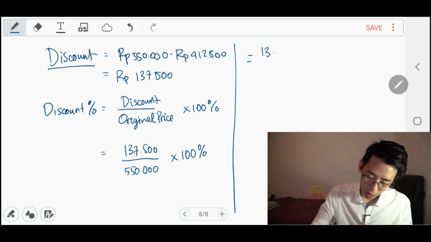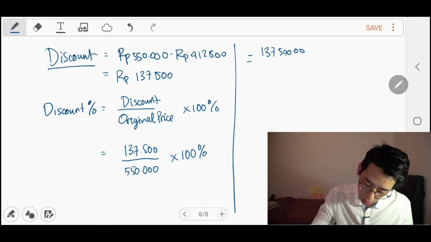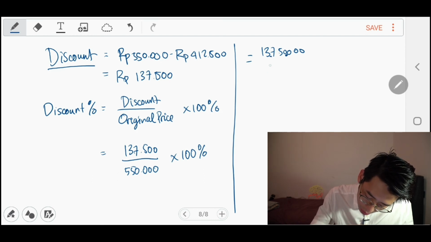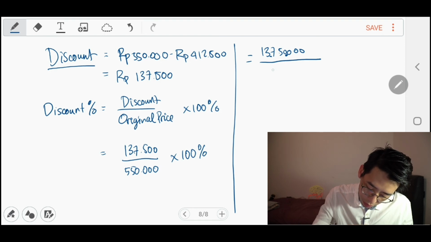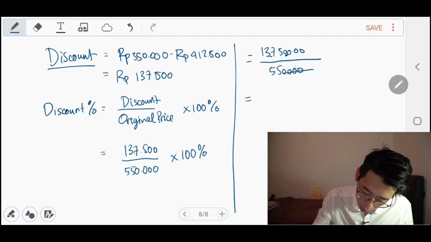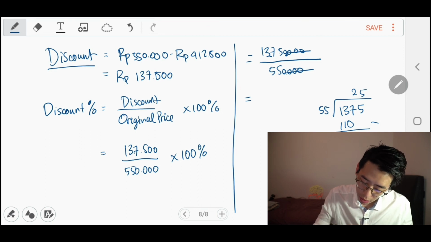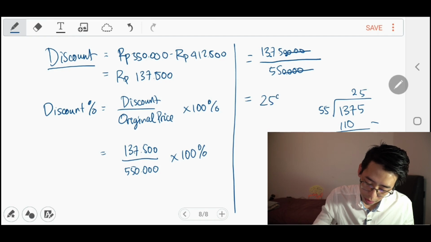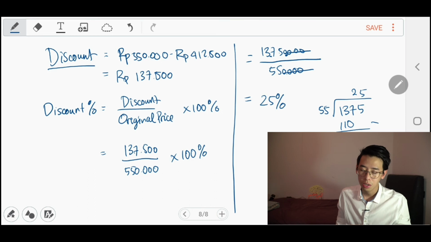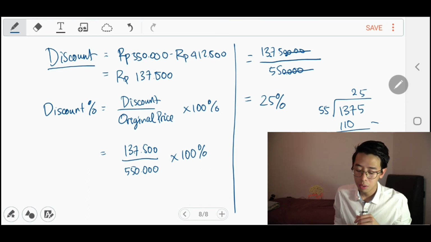to multiply the 100 into the 137,500. So it will become 13,750,000 rupiah divided by 550,000. So then cross this out, so you get 1,375 divided by 55. So by 55, then you get 110, 275, and then 275. So you get quite a good number, which is 25%. So the discount that I gave to the people who wanted to buy my card was 25%.